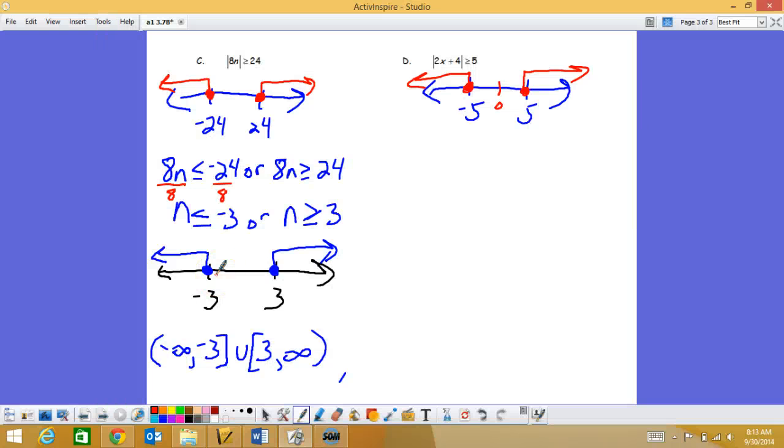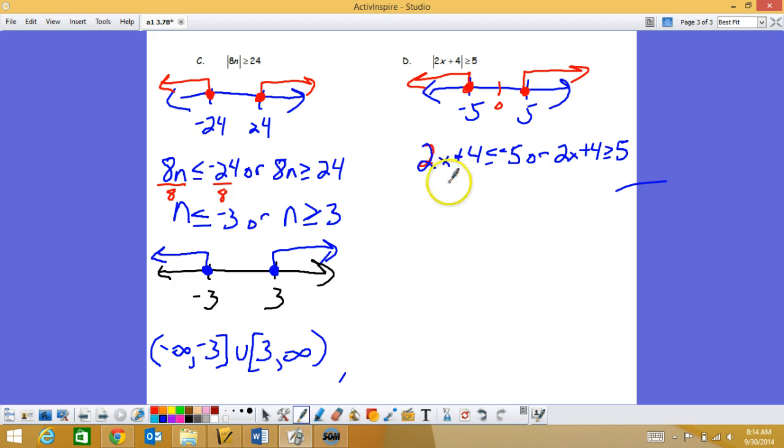Okay, picking up again, I accidentally hit the touch screen, so I have to be careful where I'm touching this. But to set this up, we've got 2x plus 4. Now those to the left are going to be less than or equal to -5, or 2x plus 4 is going to be greater than or equal to +5. And we're going to solve each inequality individually.